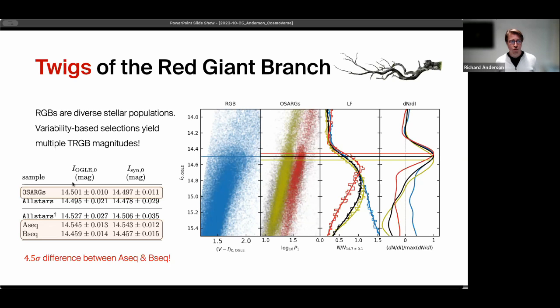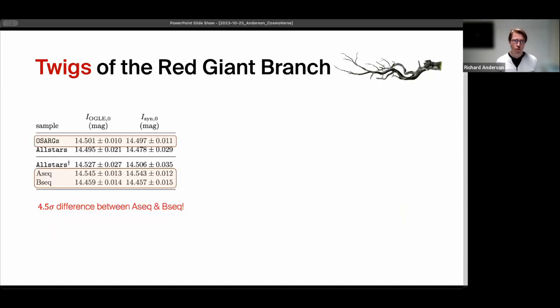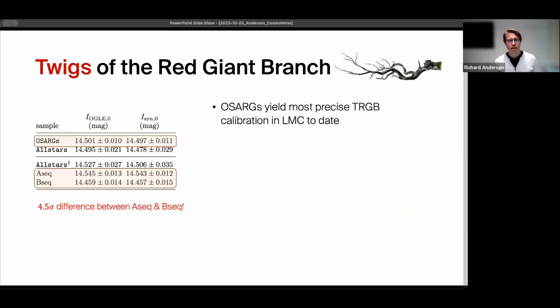But overall, using the overall ozarg sample, we find the most precise calibration, or measurement, of the apparent magnitude of the tip of the red giant branch in the LMC. So I think what's really important here is that the variability allows us to understand the makeup of this diverse stellar population, and we shouldn't ignore this kind of diversity going forward.